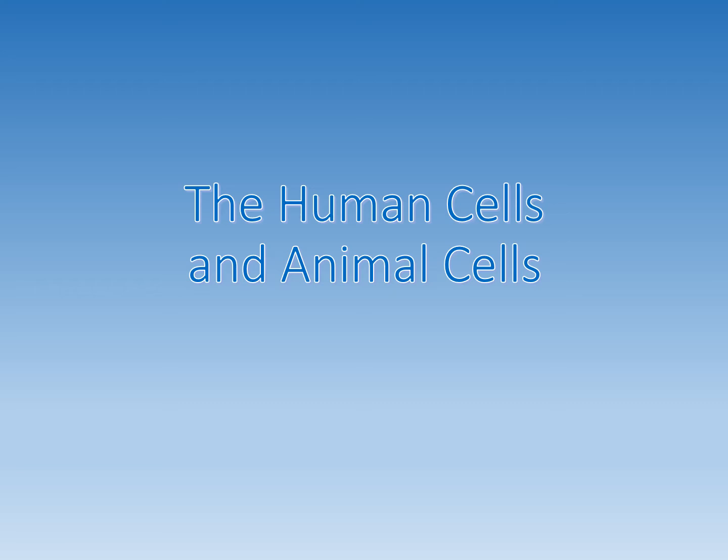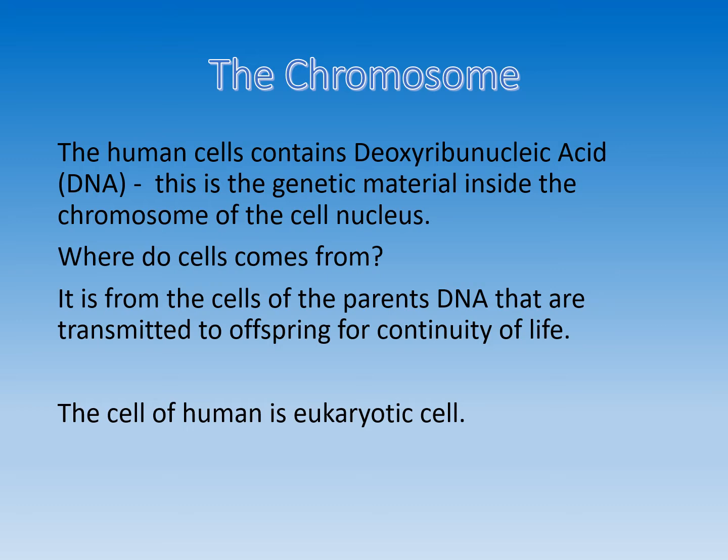Hello everyone, I'd like to share with you this lesson regarding the human cells and the animal cells. The first part of this lesson that you need to know is regarding the parts of the chromosome. To give you an introduction, the human cells contain deoxyribonucleic acid, or the DNA. This is the genetic material inside the chromosome of the cell nucleus.